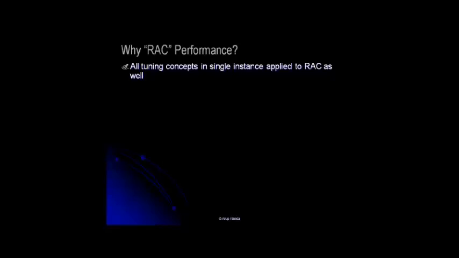RAC has other complexities. There's more than one buffer cache, more than one library cache, more than one row cache, and so on. There's a component called Interconnect that connects the two instances. There's the concept of pinging and global locking. We want to make sure that we identify the right problem and go after it, not just a problem.